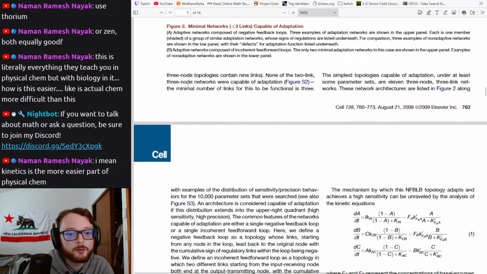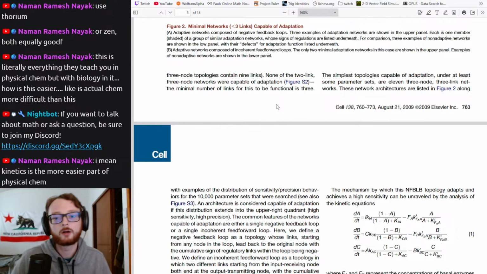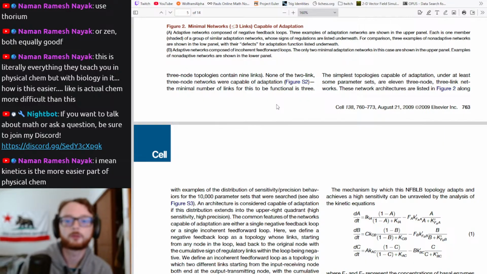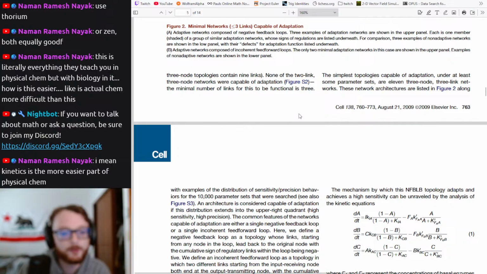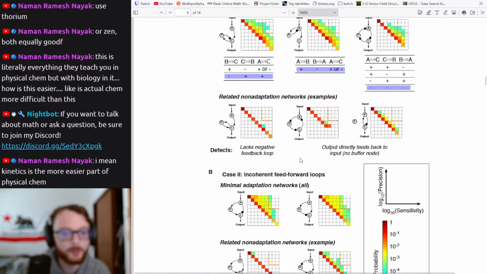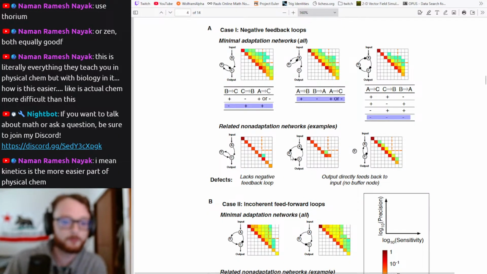None of the 2-link 3-node networks are capable of adaptation. So basically, if you connected them in a line, that is never working. So you need at least 3 links. The simplest topologies capable of adaptation under at least some parameter sets are 11 3-node, 3-link networks. These network architectures are listed in figure 2 along with examples of the distribution. Okay, so let's go look at those. Figure 2 is right here. So these are the 11 things they found.